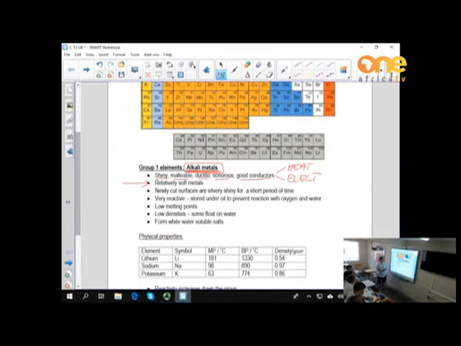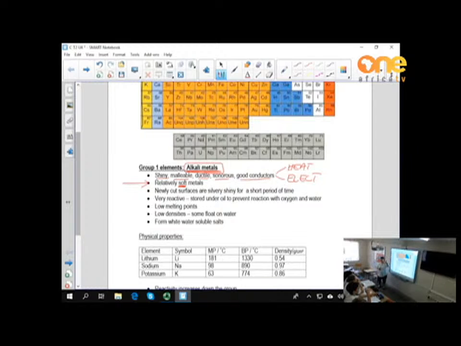So we say they are soft in comparison to metals like copper or zinc. You can't just cut those with a knife. So we say they are relatively soft metals. You can cut them with a knife or a blade. These metals are actually quite reactive. So if you have a piece of sodium, we store it in the laboratory underneath an oily liquid, something like paraffin. It's to prevent oxygen and water from making contact with the surface of the metal because it reacts very violently.